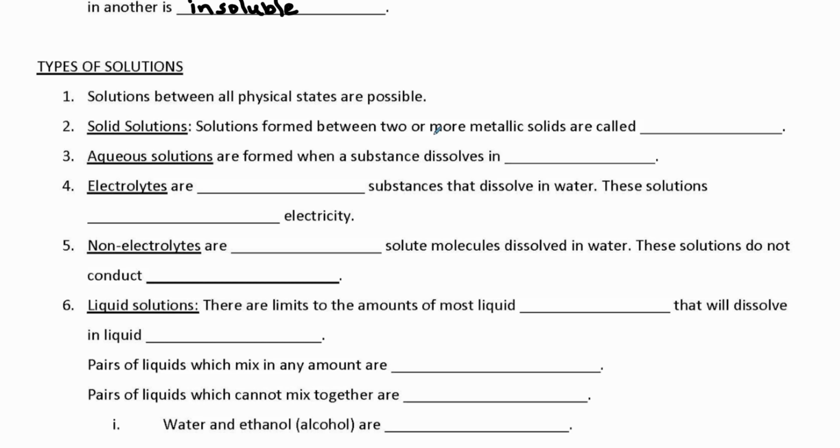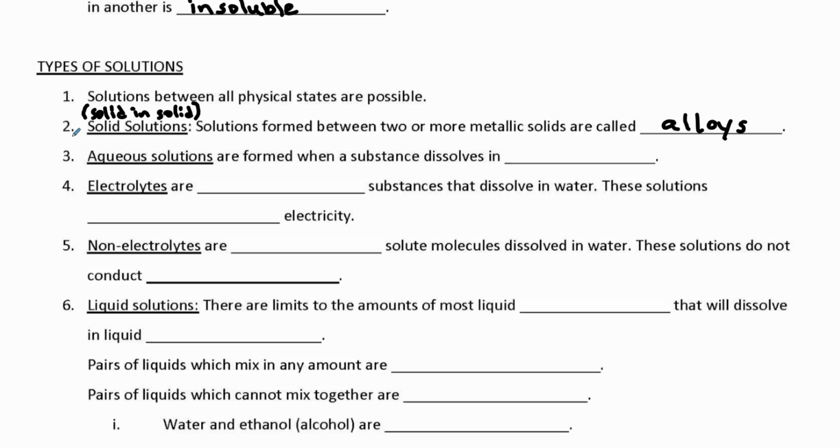Typically, when you call something a solid solution, that means a solid dissolved in another solid. So solutions formed between two or more metallic solids are called alloys. Okay, so that's a solid in solid solution. I'm just going to write that here. Solid in solid. Okay, but we just call it a solid solution. The other word for that is an alloy.